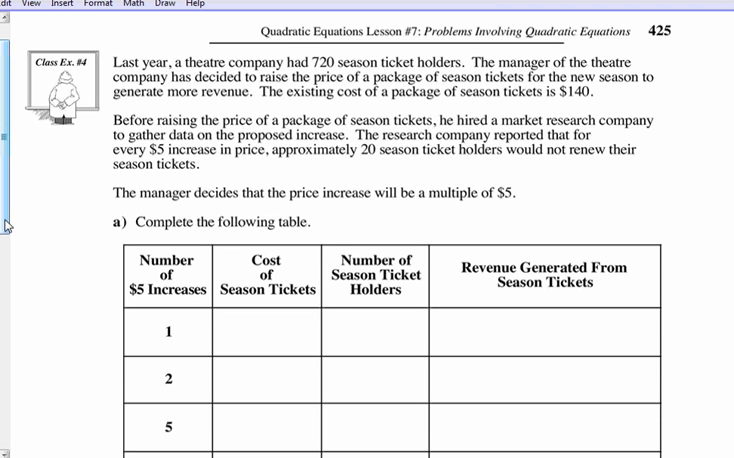Last year, a theater company had 700 season ticket holders. The manager of the theater company has decided to raise the price of a package for the new season to create more revenue. What happens when you raise prices, though? People stop buying. Not as many people will buy, right? We see this all the time in business. And so one very popular problem is we want to maximize profits, right? So how do we do that? What should we set our price at so we can maximize the profits? Because you're going to lose people the more you add.